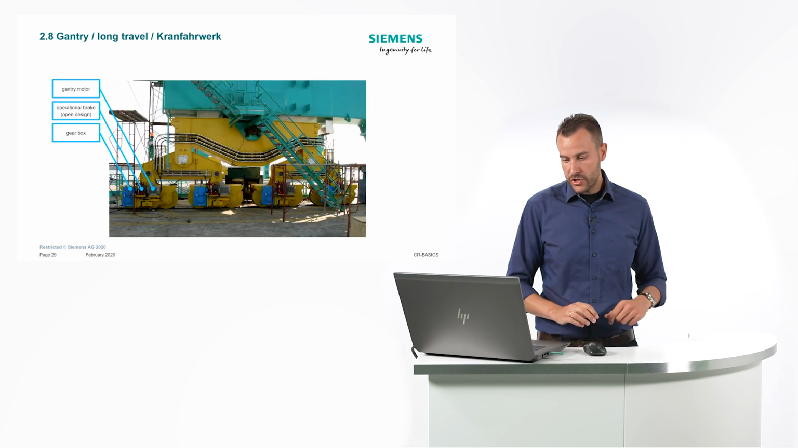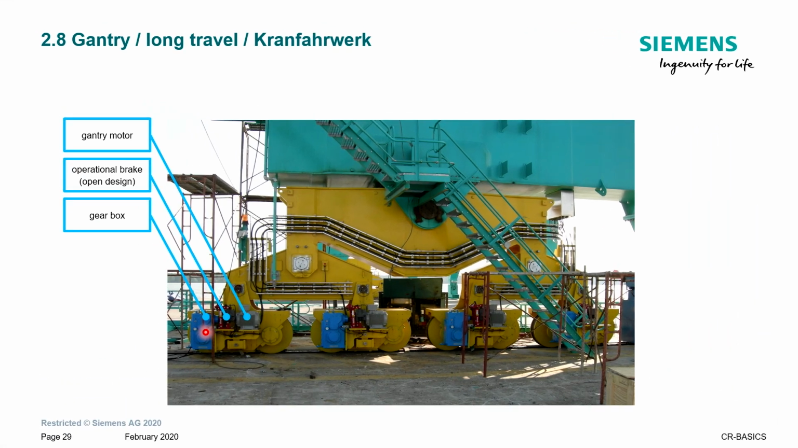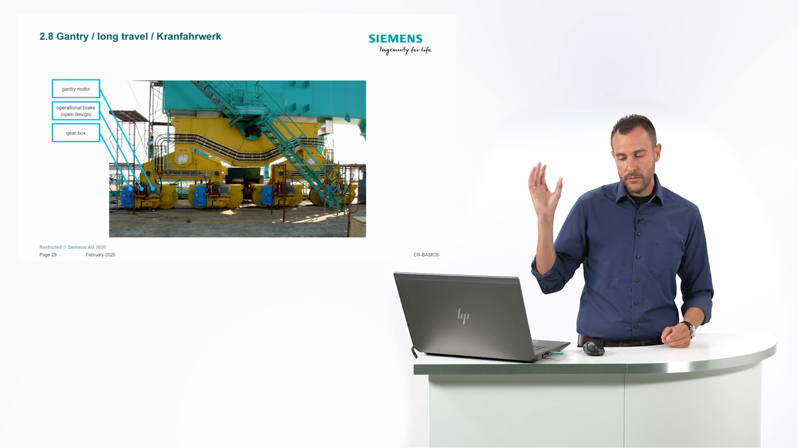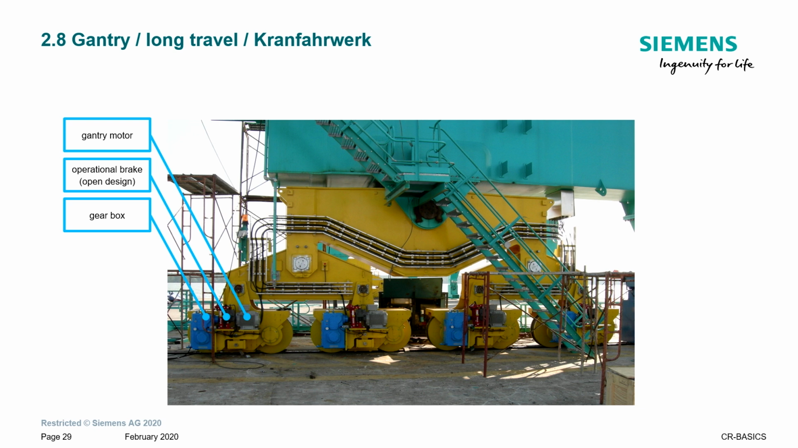In a real life picture, you see here again the gearbox, here an operational brake, an open design, and a gantry motor. What could be a problem here if you have a gantry motor, an open brake design, and you use an RTT, a rope-towed trolley, where you have the greasing of the ropes? What could happen? The grease could drop down on this brake design, and if it's an open brake design, you will get grease on the brake, which is usually not the best.